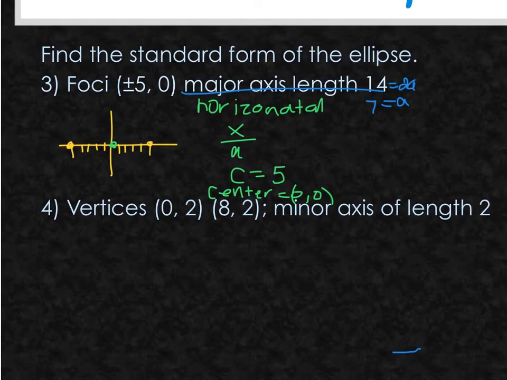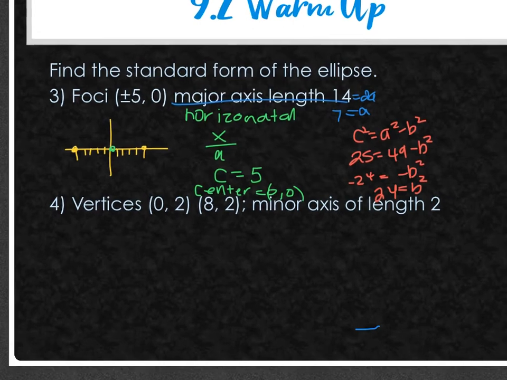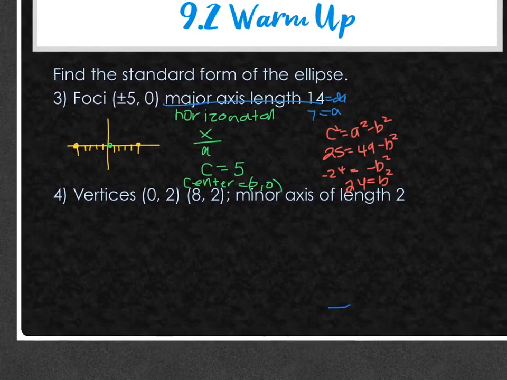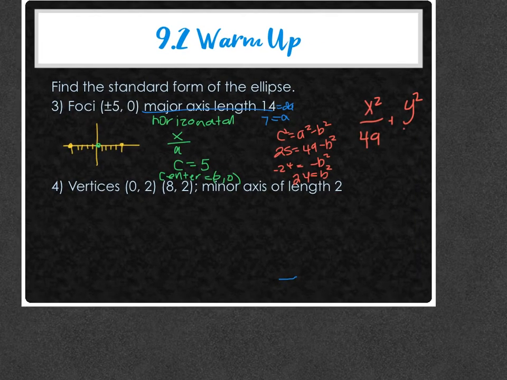Now all I need is b. So c squared equals a squared minus b squared. 25 equals 49 minus b squared. Negative b squared equals negative 24. B squared equals 24. This time the x gets the a. There's still no h or k, so x squared over a squared, which is 49, plus y squared over b squared, which is 24, equals 1.